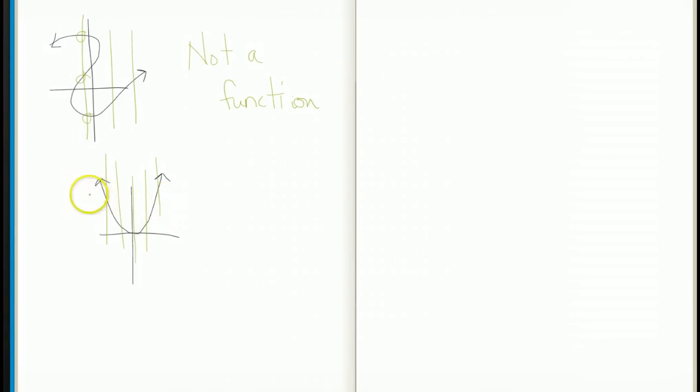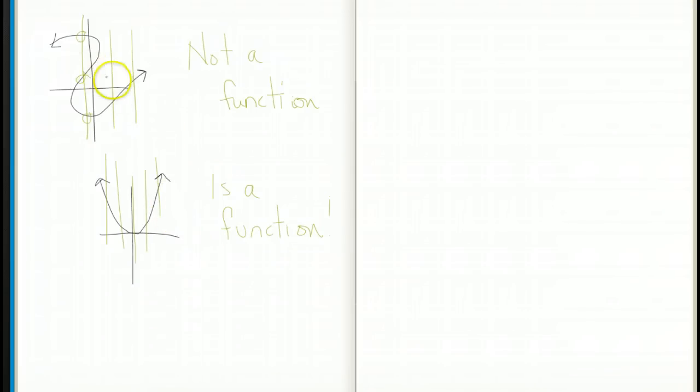Okay? You can't find a place on here where when you draw a vertical line you actually hit it twice. Okay? And so in order to show that this is a function, you have to not be able to find a place where it hits it twice, right? So this one is a function because I cannot find a place where if I draw a vertical line I hit it twice, right? So there's a little bit of an important distinction here, right? To show that something is a function, you have to show that every single vertical line that you draw only hits it 1 time, right?